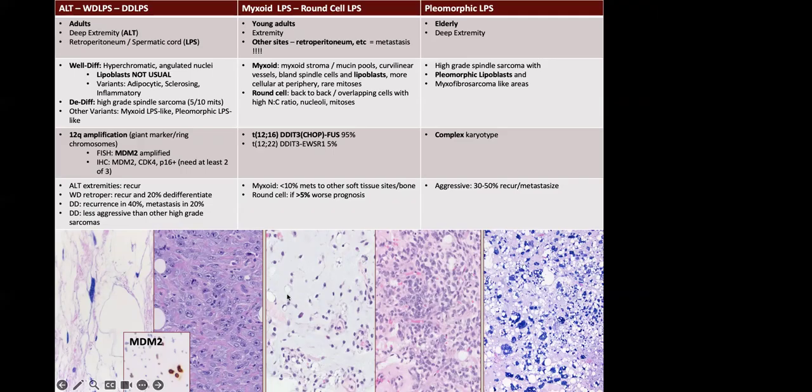Myxoid and pleomorphic: if you get a round cell or a pleomorphic liposarcoma-appearing tumor, but in the retroperitoneum, do your MDM2 CDK4, because it's probably just a round cell or a pleomorphic variant of dedifferentiated. So location, location, location: retroperitoneum, retroperitoneum, retroperitoneum is MDM2. Extremities can be any of these three.